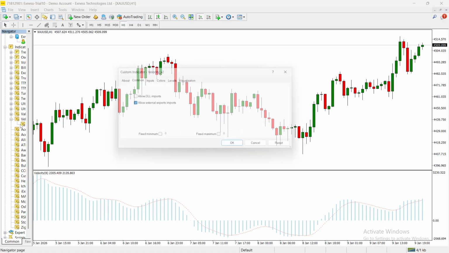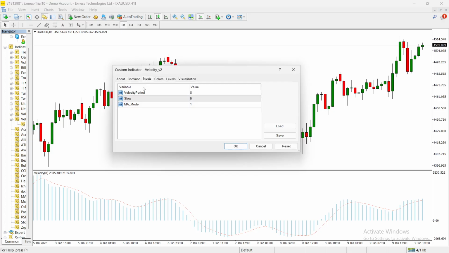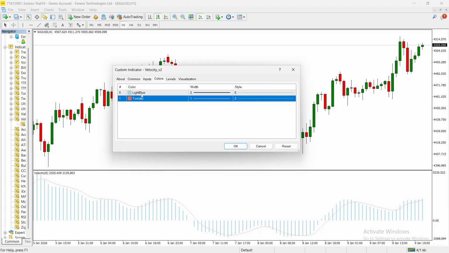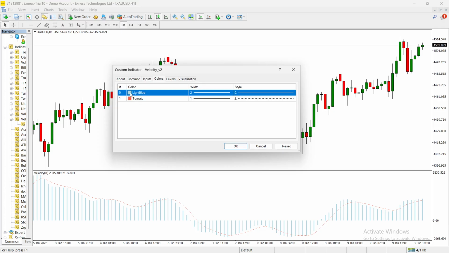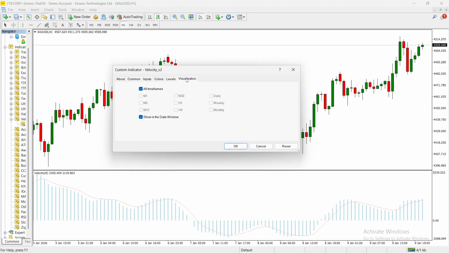As for the settings, let's take a look at what we have. So we can adjust the velocity period, the slow, and the MA mode. We can also choose our preferred colors and also set our preferred time frames.